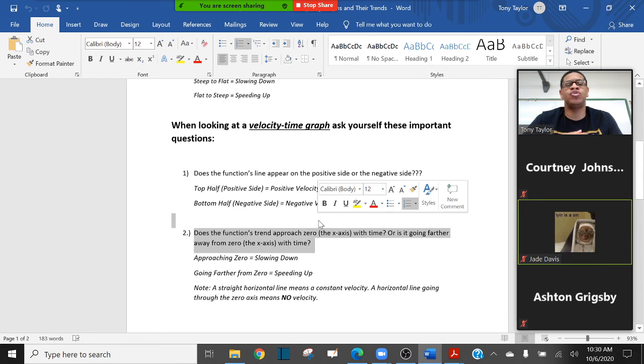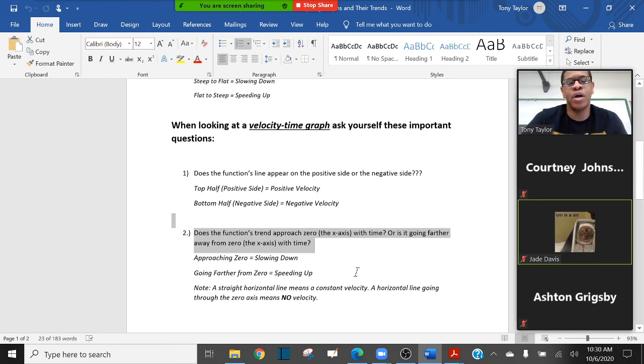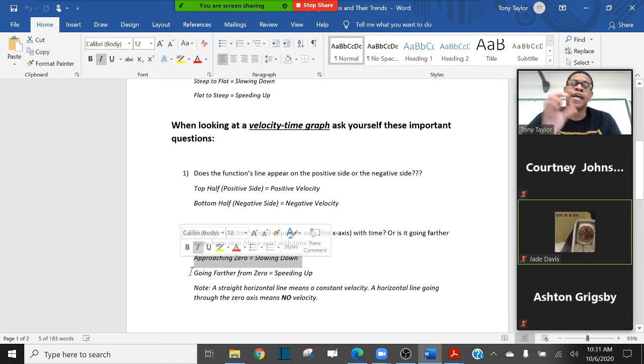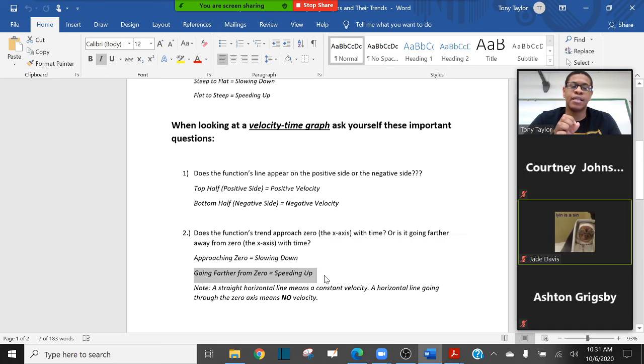Okay, so the second thing you want to ask yourself: does the function's trend approach zero with time, or is it going further away from zero with time? If it's approaching zero with time, that always means our object must be slowing down. If our trend is going further away from zero with time, that means our object must be speeding up. And remember what zero means. Zero represents the x-axis on our velocity versus time graph. In other words, it's the horizontal axis.